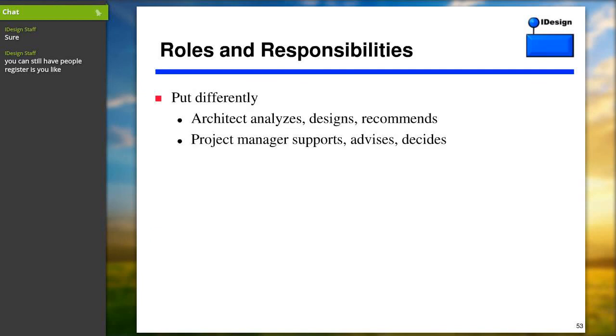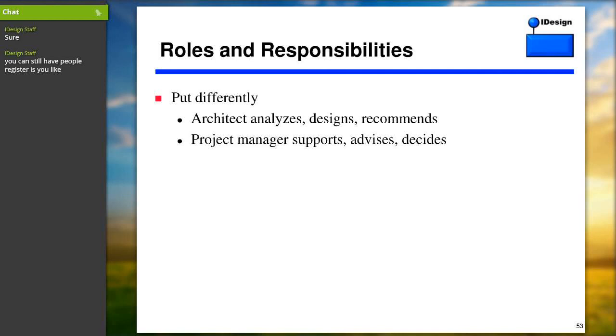To put it differently, the job of the architect is to analyze the system and the project, to design both and recommend options. But at the end of the day, the project manager is the one that needs to support the architect in doing this, to provide the input, to advise on certain trade-offs, and ultimately even make the decision.